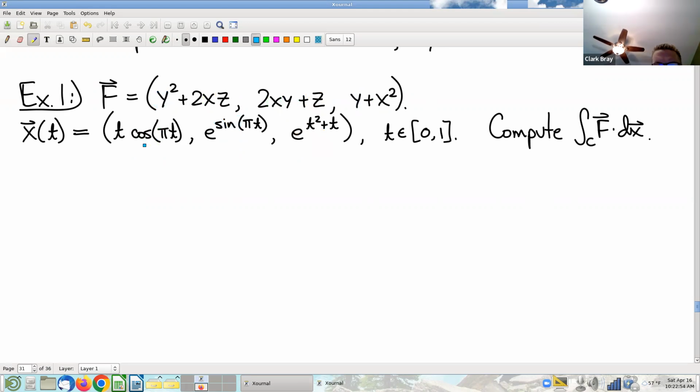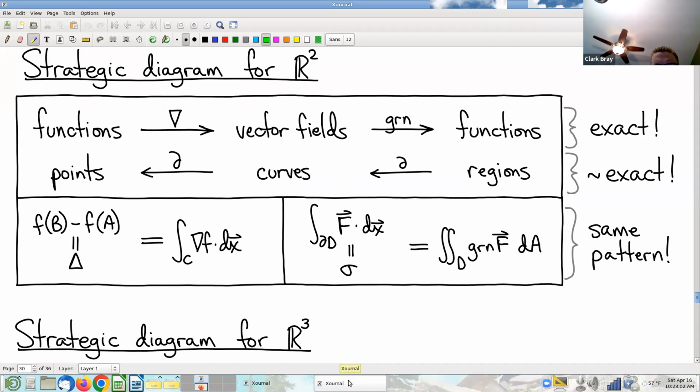Okay, so let's take the advice. Let's go to the diagram. We're looking at a line integral. Great. Let's find a line integral on here. So here's 2 line integrals. Are these the ones I should be looking at? No, they're not. We're in the wrong diagram.